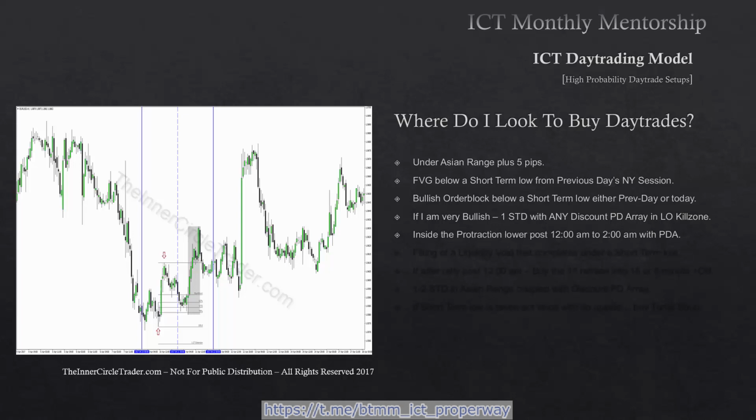Inside the protraction, lower post 12 a.m. to 2 a.m. with IPTA. In other words, it's trading down. I'm going to be looking to go long during that Judas swing. And again, it has to be an overlap with a discount PD array.